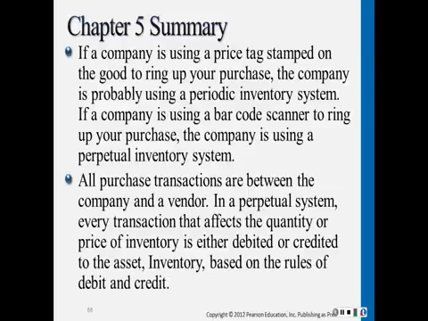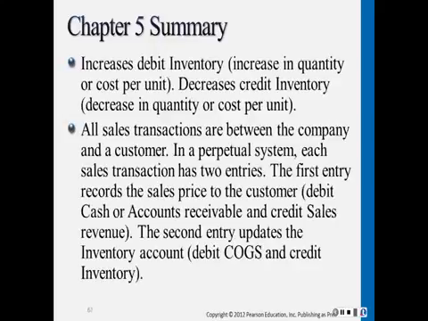In a perpetual system, every transaction that affects the quantity or price of inventory is either debited or credited to the asset inventory, based on the rules of debit and credit. Increases debit inventory, an increase in quantity or cost per unit. Decreases credit inventory, a decrease in quantity or cost per unit.